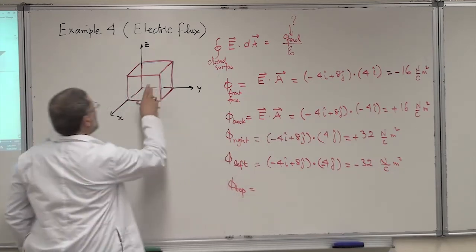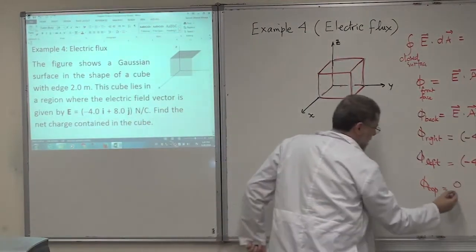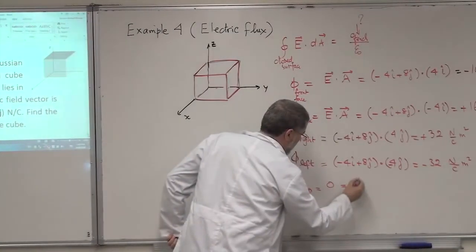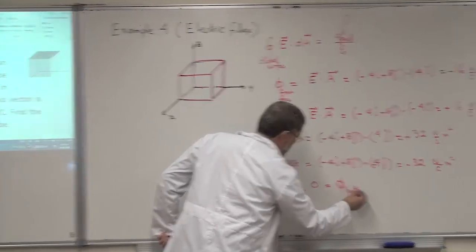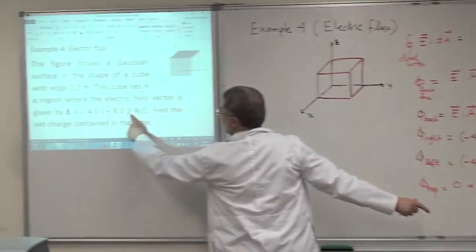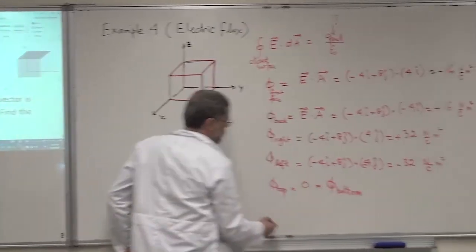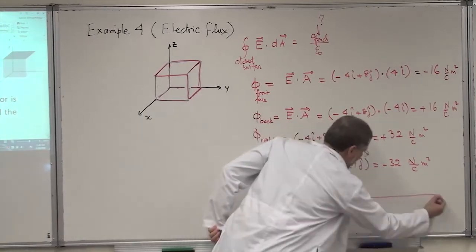On the top face, there's no electric field component which crosses it, so the flux is 0. Also the bottom face: the electric field doesn't cross it. There's no k component crossing these two faces, the top and bottom, and the flux through them will be 0. So let's now calculate the net flux.